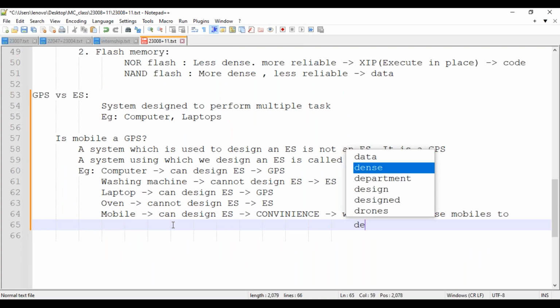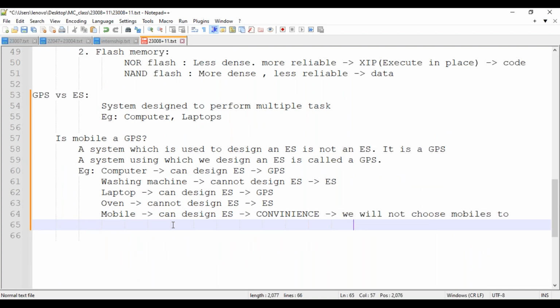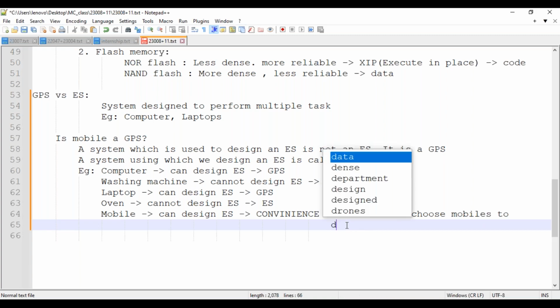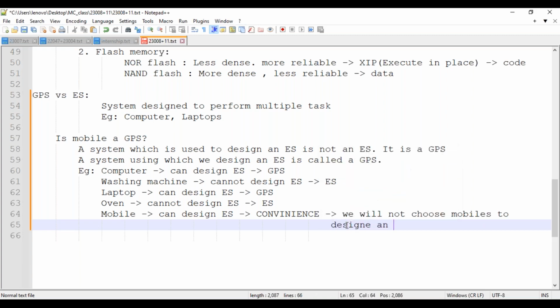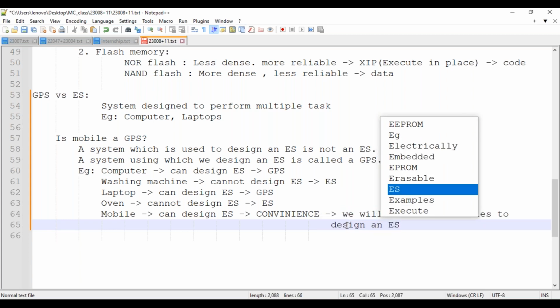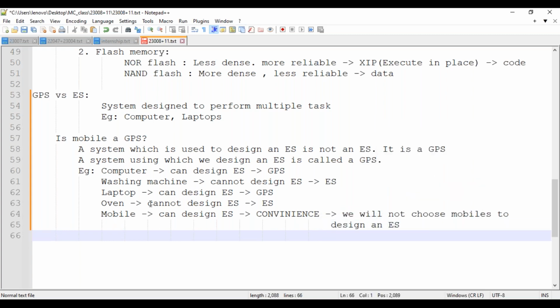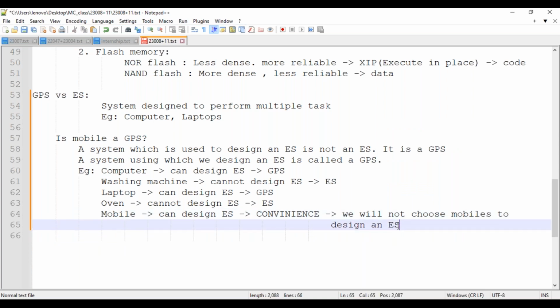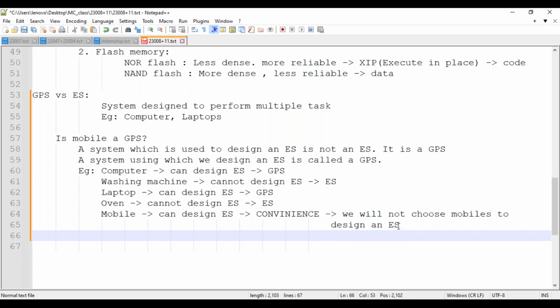Okay. So that is why we will not choose the mobile phones to design an embedded system. Now tell me, if I don't choose the mobile phone to have an embedded system designed, which means you literally have to think mobile phones are not helping me to have an embedded system designed, can I now call mobile phone an embedded system?